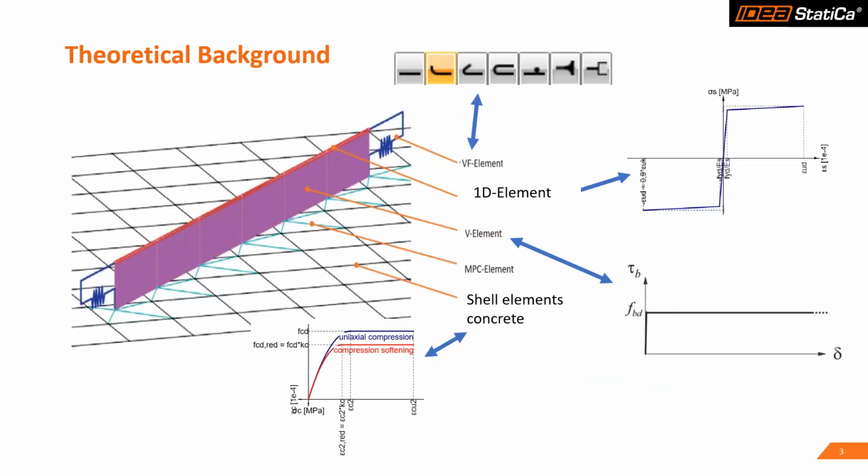Some information about the theoretical background, what is behind the program, because it is not nice to use the program as a black box. It is a 2D analysis program. I mean, we work on a plane, and the concrete is modeled through cell elements. The rebars are modeled through truss elements. It means that they can only take normal forces. And between the two, there are shear field elements.